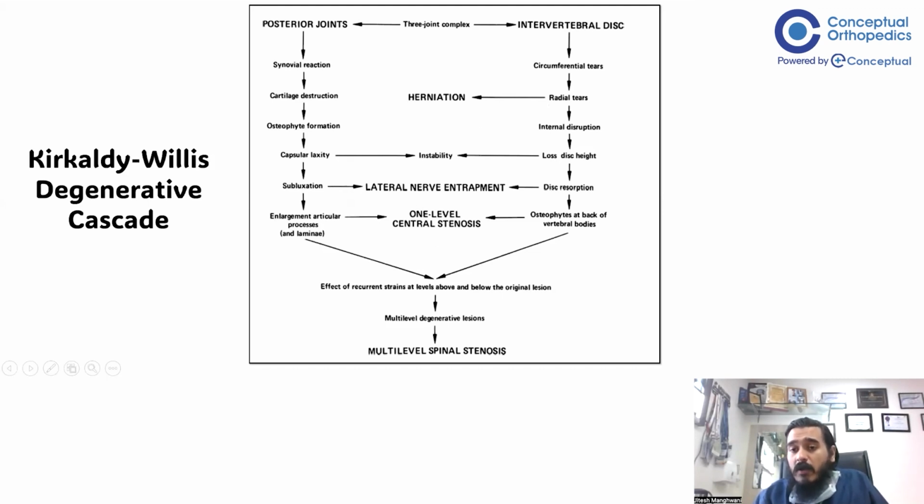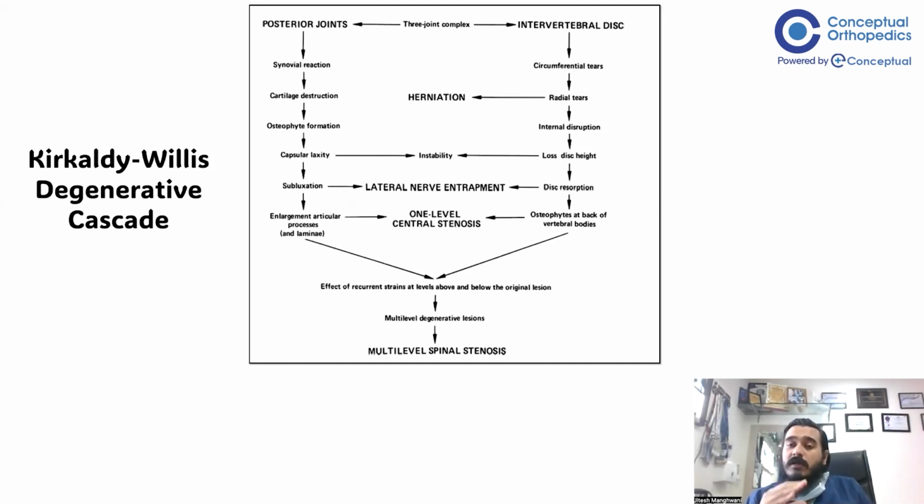The articular processes get enlarged in size, and also the laminae. Osteophytes form at the back of the vertebral bodies, which cause the central stenosis. So overall, the lamina and the osteophytes at the back of the vertebral bodies contribute to the central stenosis. The effect of recurrent strain at the level above and below the original lesion would cause a multi-level degenerative lesion and multi-level spinal stenosis. So this overall is the Kirkcaldy-Willis cascade, wherein a problem in one level can spread wide apart, causing a multi-level degenerative lesion as well.